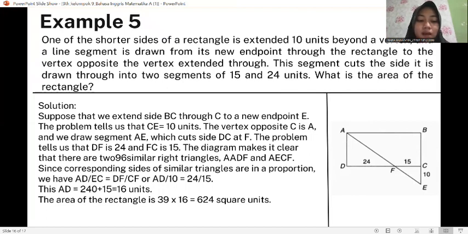This gives AD equals 240 divided by 15, which equals 16 units. So the area of the rectangle is 39 times 16 equals 624 square units.